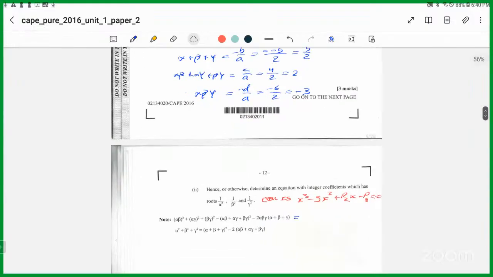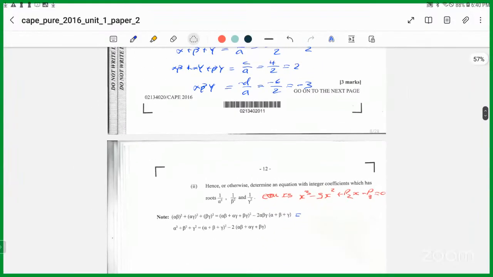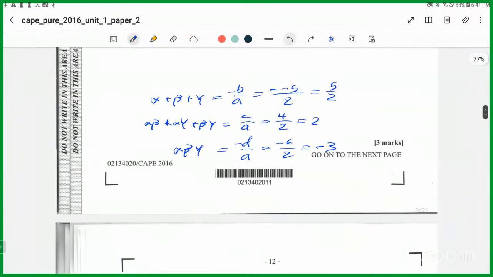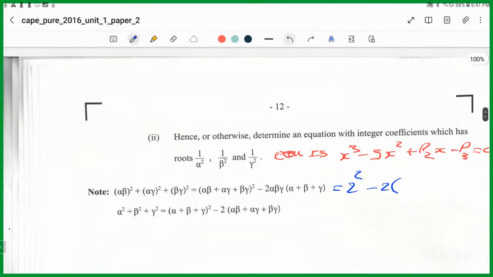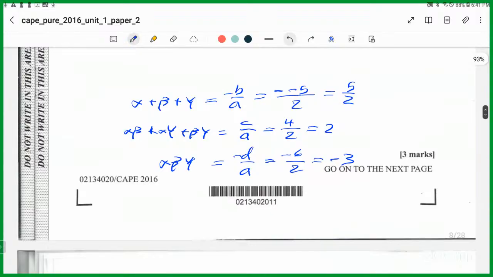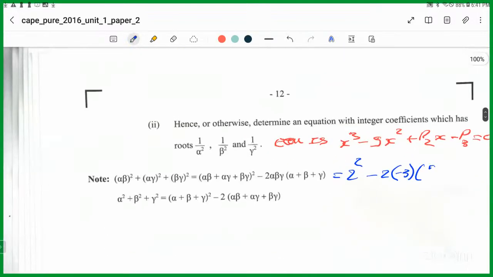I'm going to work this out from now, and I'll do this on the exam paper. Just work out what this is from now and then use it. So the pairwise product is 2. So right here says 2 squared minus 2 times, and the product of the 3 roots is negative 3. So this is negative 3. And the sum of the roots up here is 5 over 2 times 5 over 2.